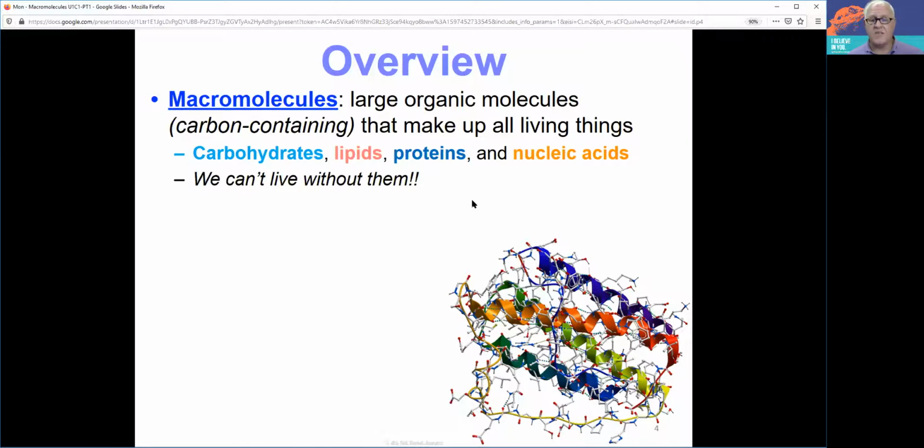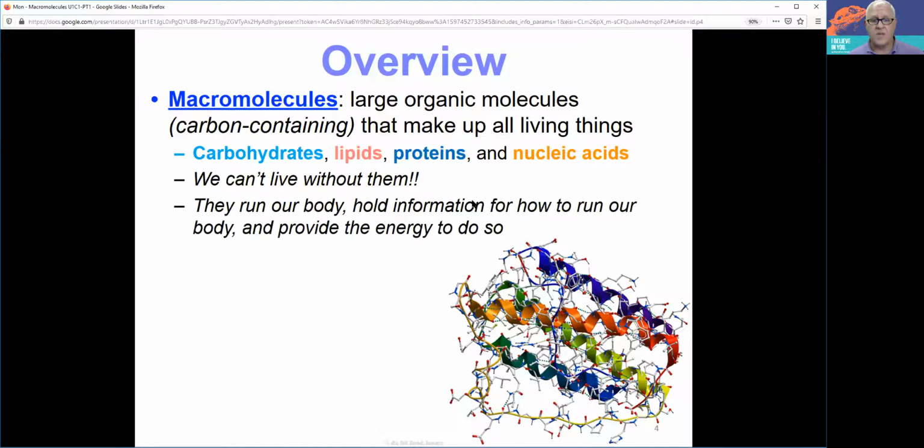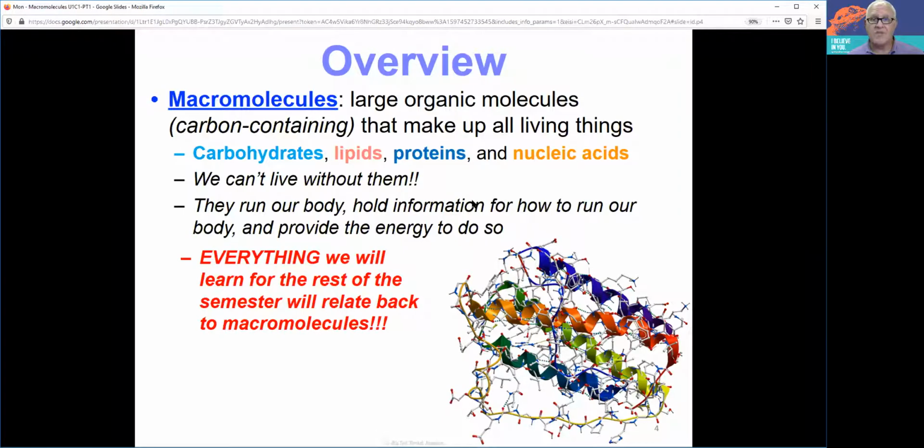Now, we cannot live without the macromolecules, and so it's really important that we spend some time getting to know these macromolecules quite well. They run our body, they hold information for how to run our body, and they provide energy for that body to run. Everything that we're going to learn for the rest of the semester and into next semester is always going to relate back to the macromolecules. And so this is one of the most important concepts that we're going to be working on.